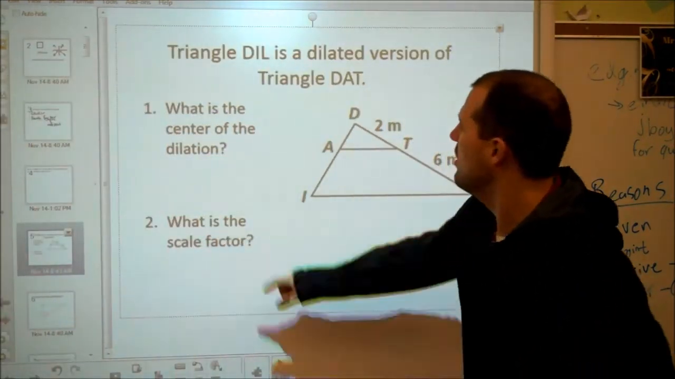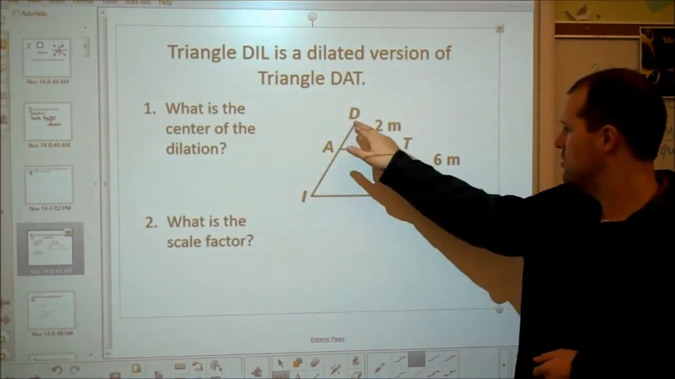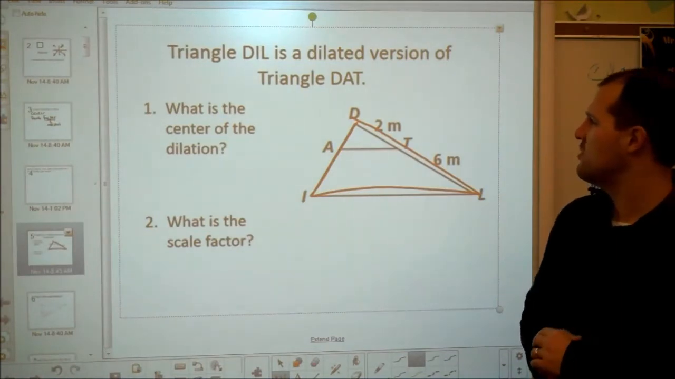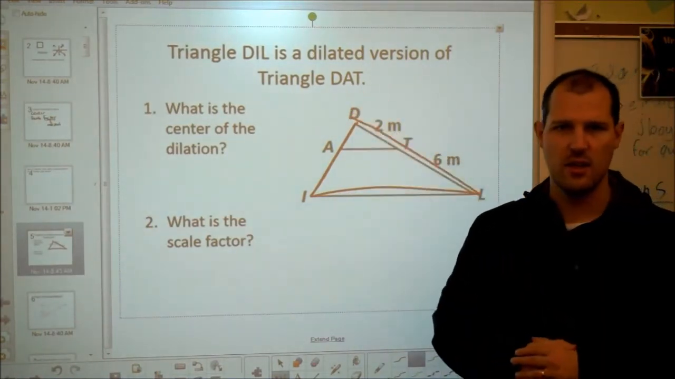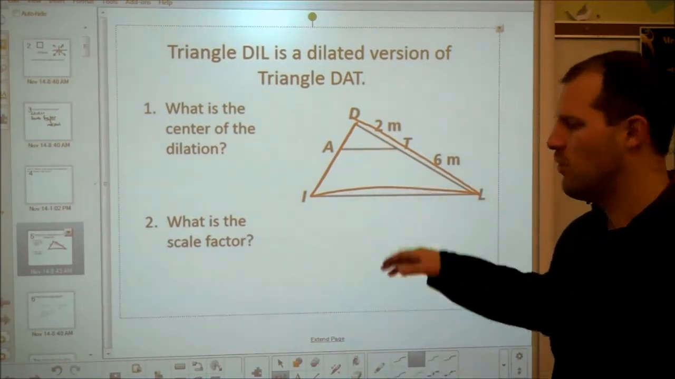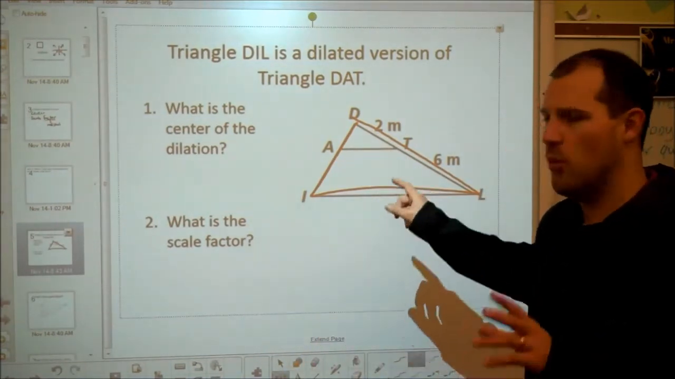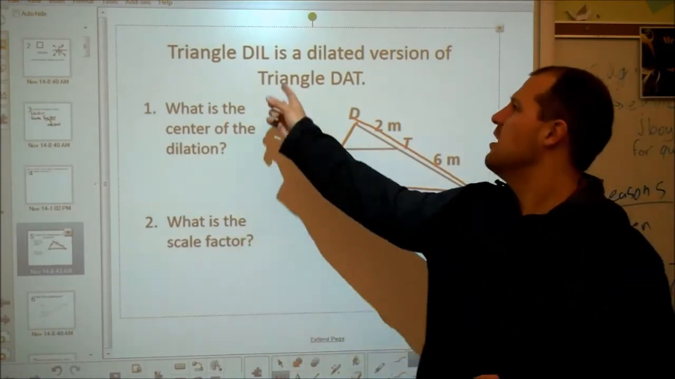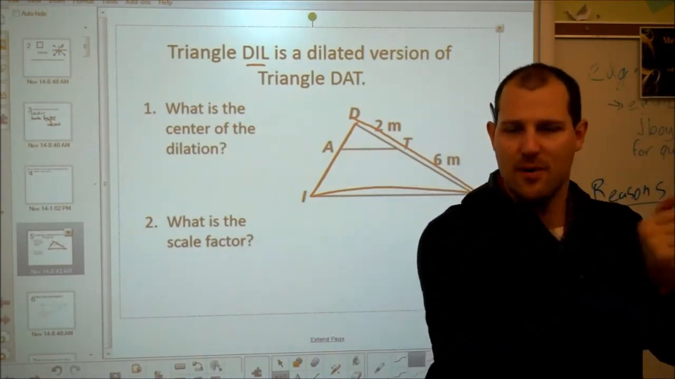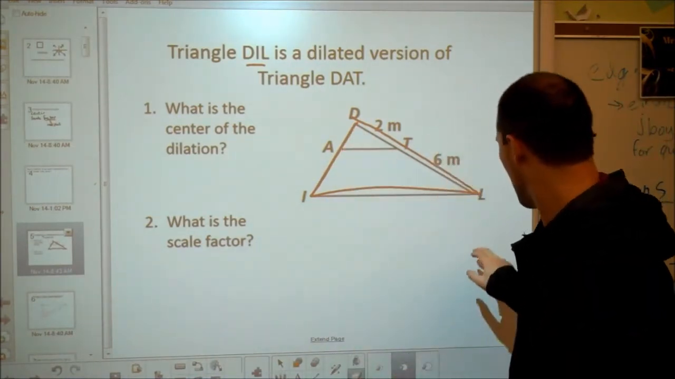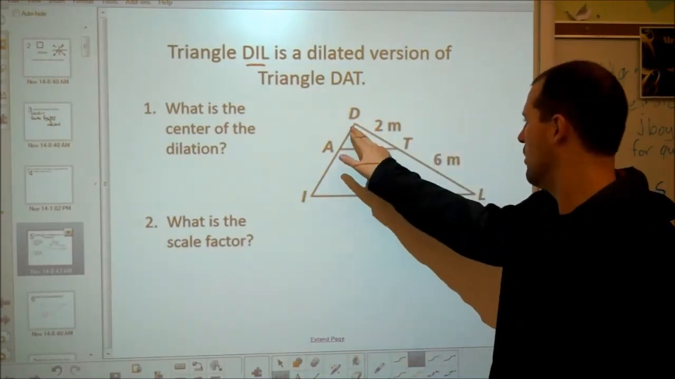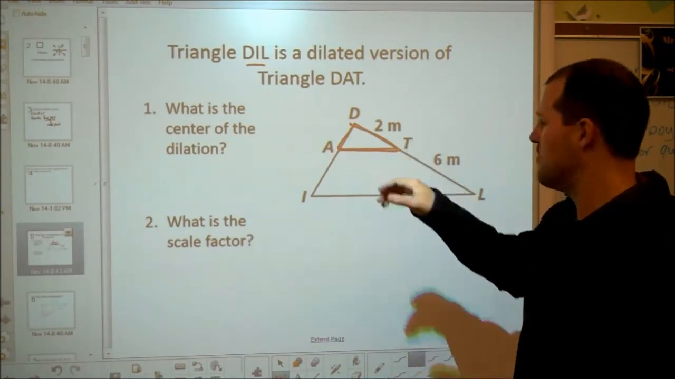Okay, here's our first example. We take triangle DIL. There's our triangle. That's a dilated version of the triangle DAT. So, chicken or egg question: which triangle came first? The little triangle or the big triangle? What came first, the little or the big? If DIL is a dilated version, that means it came after. That's the big one. So the little triangle came first, and then it became the big triangle.